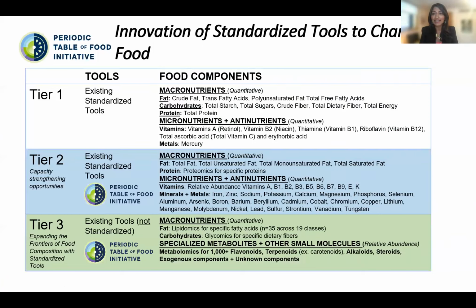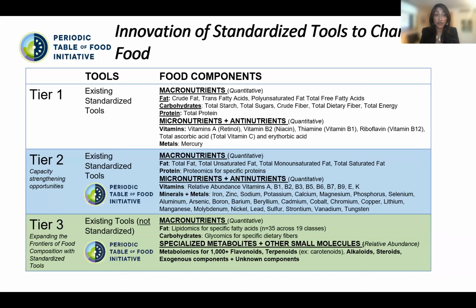I wanted to emphasize that the standardized tools that the Periodic Table of Food Initiative is developing are to complement existing food composition methodologies where standardization exists, such as that used by many national food composition databases around the world. And so we can view this in 3 tiers. There's tier 1, where there's existing standardized tools, such as for crude fat or total starch, specific vitamins, quantification of these vitamins, where existing standardized tools exist. We haven't innovated, and we're utilizing these tools to populate our database.